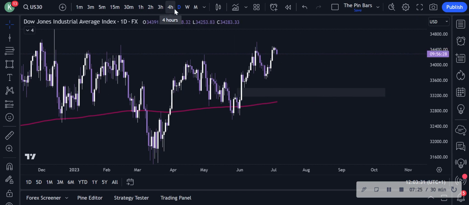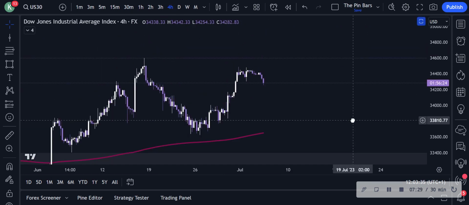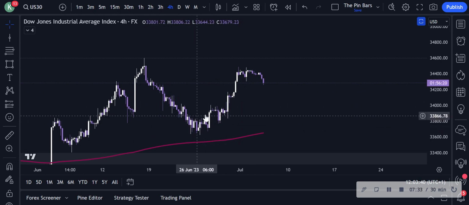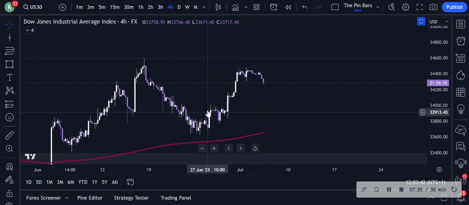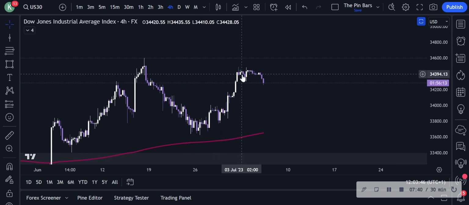Let's just drop to, let's say, 4 hours. Okay, so there we go. This is interesting here. Look, so we did a low here. We went up with the structure break right there, with the break of this candle, right? So this bullish candle here broke structure at this point, and then we were on the upward momentum.